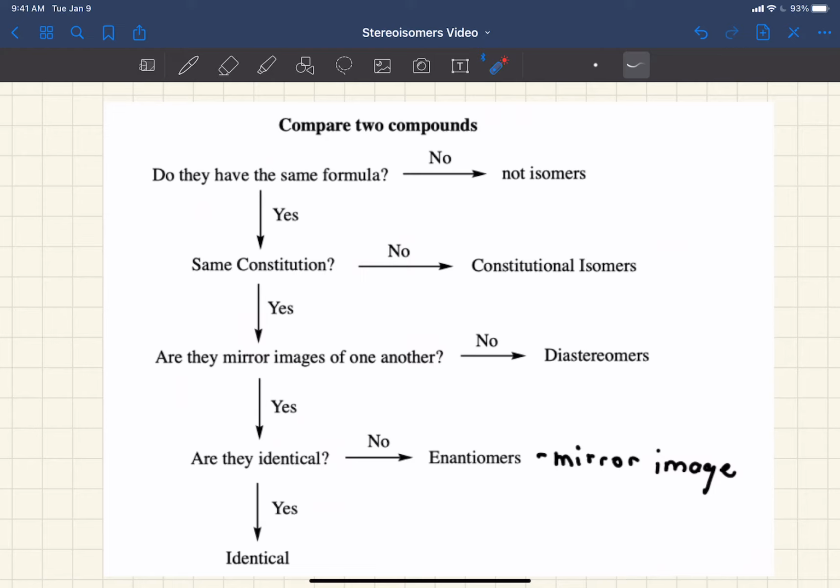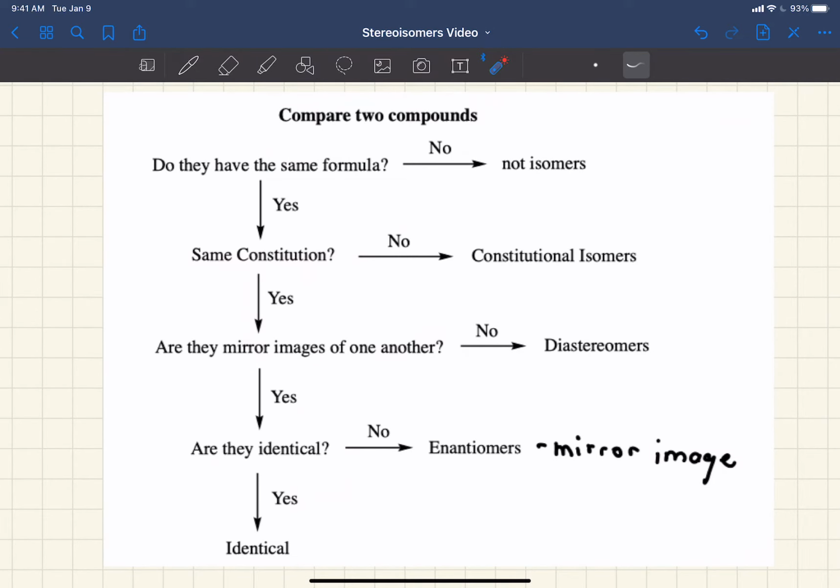Hello everyone. So today I want to go through stereoisomers, and the reason that I decided to make a video on this topic is because this was one of the things that I found really tough to grasp when it was first introduced. And so you might know where this first image is from. It's actually straight from John's notes.